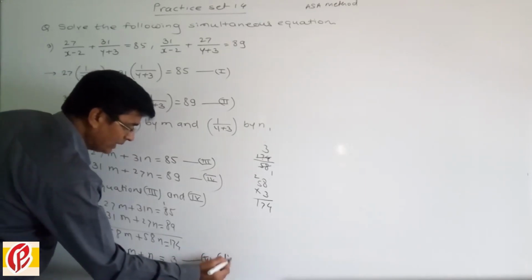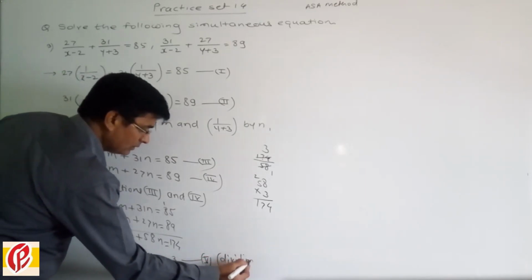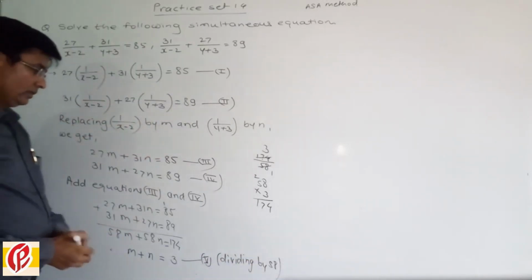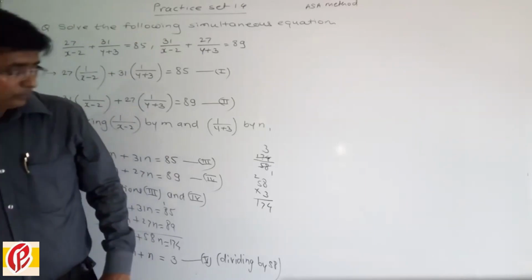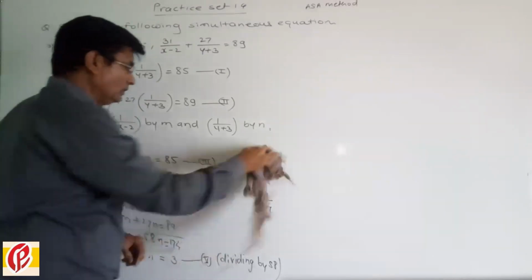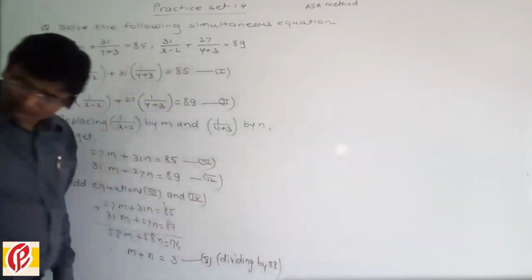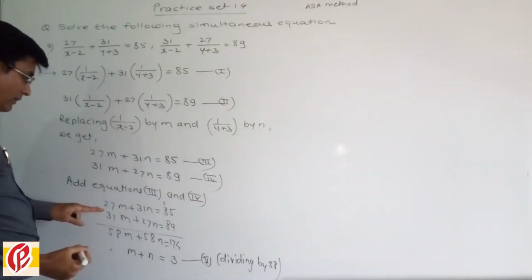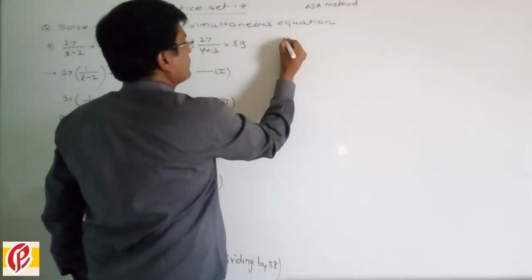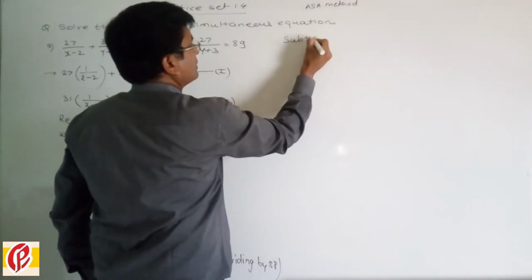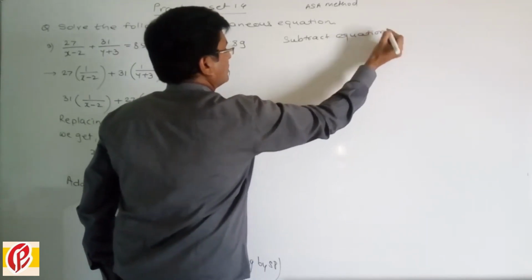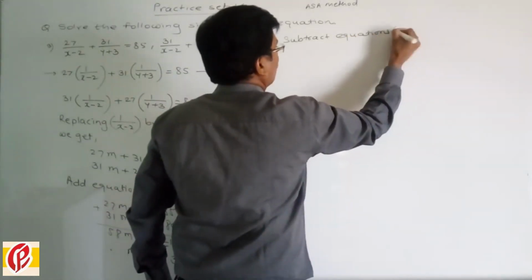Here we are dividing by 58. Next, add. Next is subtract. So subtract equation 3 and 4. Subtract equation 3 and 4.